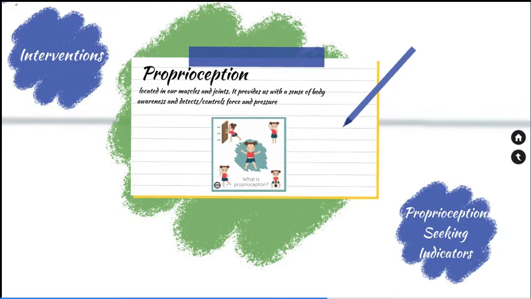The proprioceptive system is located in our muscles and joints. It provides us with a sense of body awareness and detects and controls force and pressure. Proprioceptive input can be very calming for those who are easily overwhelmed by sensory stimulation. It can be alerting for those who need increased sensory stimulation to facilitate attention and learning.